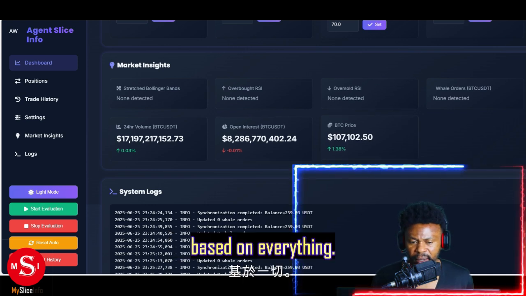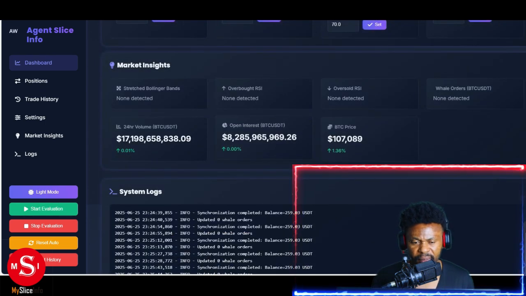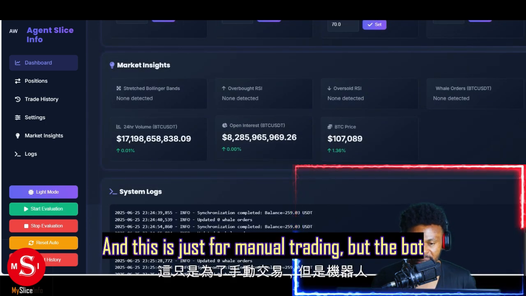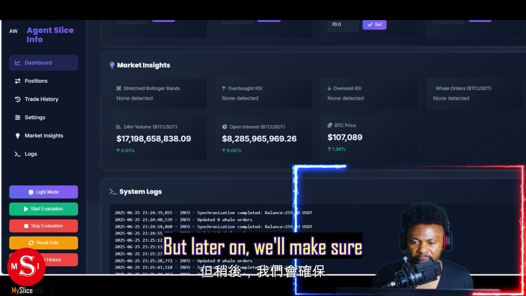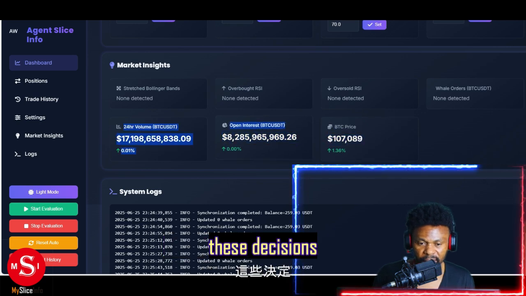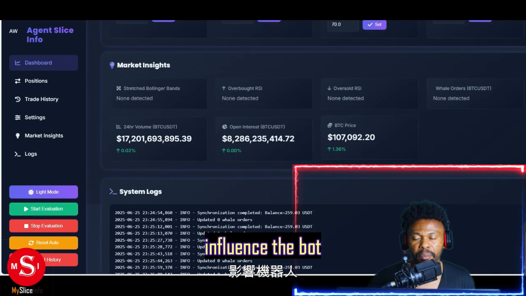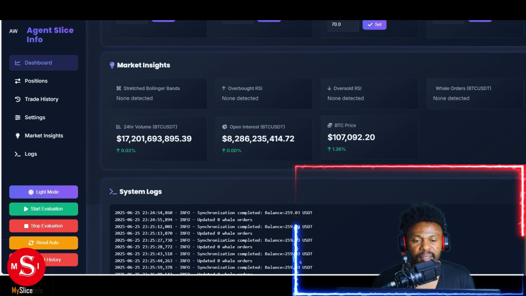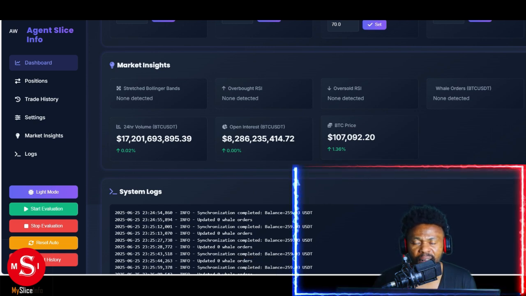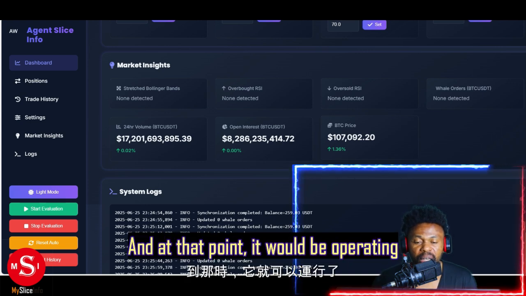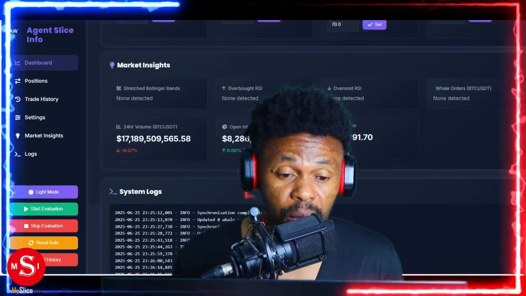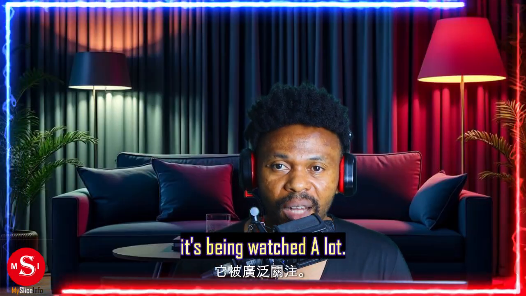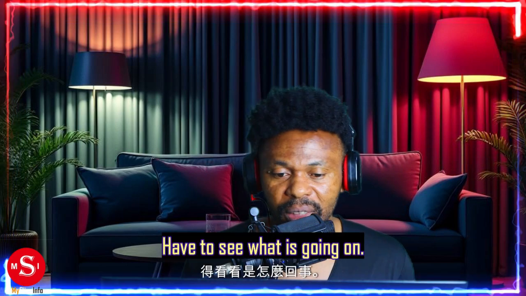And based on everything here, this is just for manual trading, but the bot decisions are already set. But later on, we'll make sure these decisions can influence the bot to make trading entries or exits, and at that point it would be operating more independently. But now the bot is working, but it's being watched a lot. Have to see what is going on.